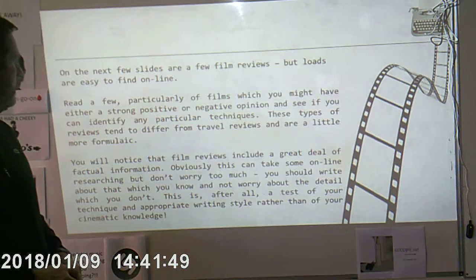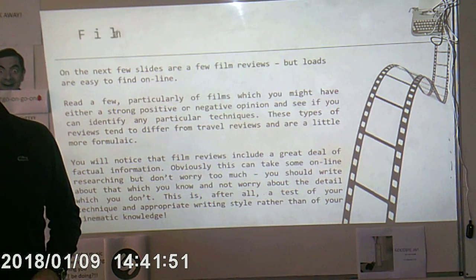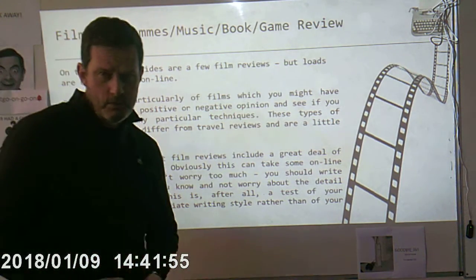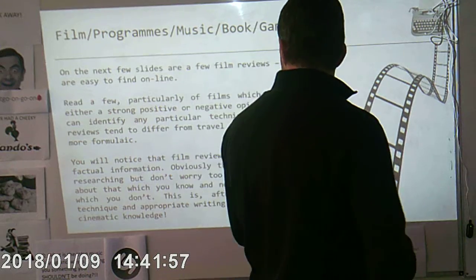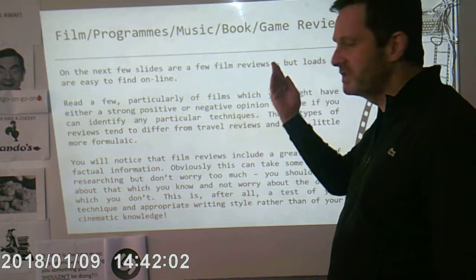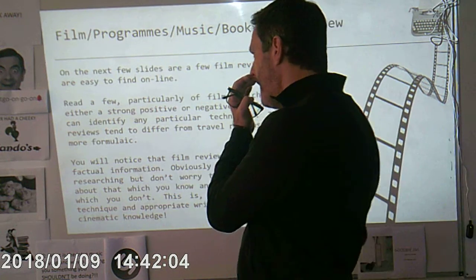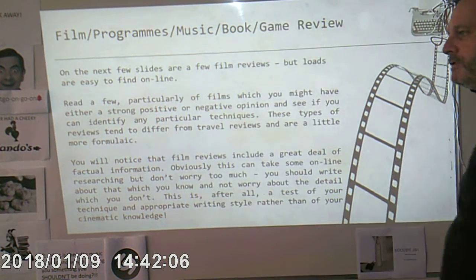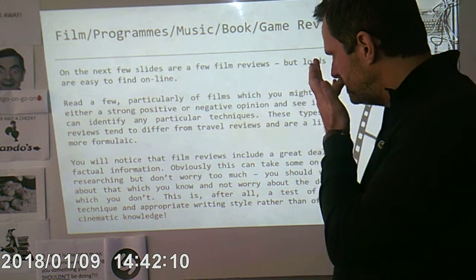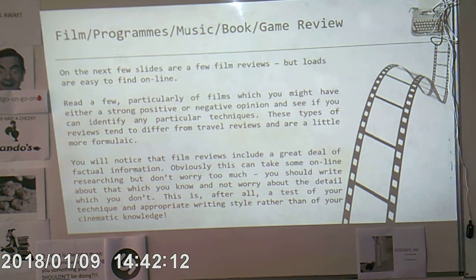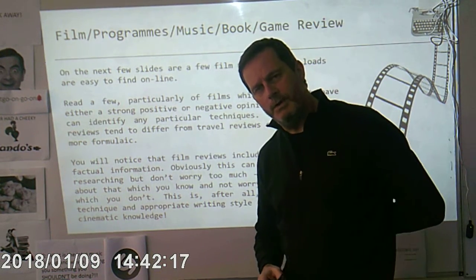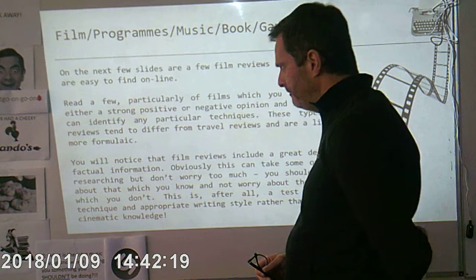Right, next one. This is slightly different, and like I said, it's a little bit more formulaic. This is how we might write a review and the content for a review for film, TV programs, music, books, games, things like that. Okay? So I have included on the next few slides some actual examples of some film reviews for you to have a look at. So read them, but also you can obviously find other things online. There are reviews everywhere that you can find online.